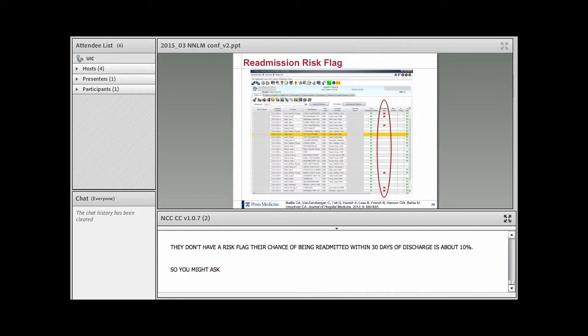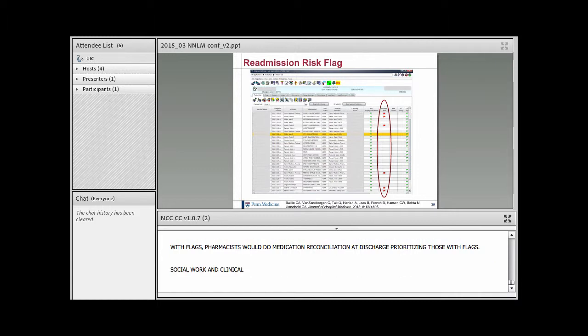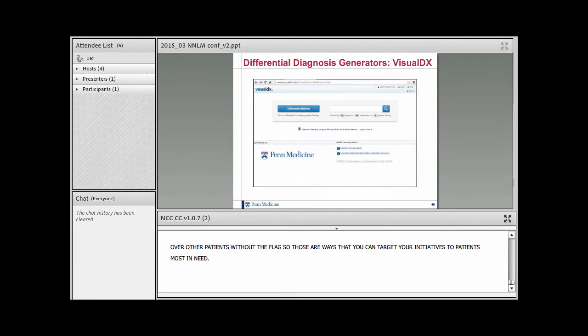Ideally, the way this risk flag would be used is nurses would do their follow-up phone call program, prioritizing patients who have flags. Pharmacists would do medication reconciliation at discharge, prioritizing those with flags. Social work and clinical resource coordinators would get these patients home services over other patients without the flag. So those are ways that you could target your initiatives to patients most in need. So decision support goes well beyond just the electronic health record.